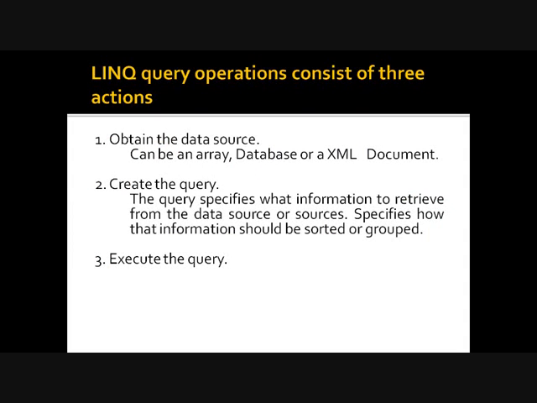A LINQ query operation consists of 3 actions. The first action is to obtain the data source. This data source can be an array, database, or an XML document. The second action is to create the query. The query specifies what information to retrieve from the data source or sources, and how that information should be sorted or grouped. And the third one is to execute the query. To execute the query, we are using a foreach loop.